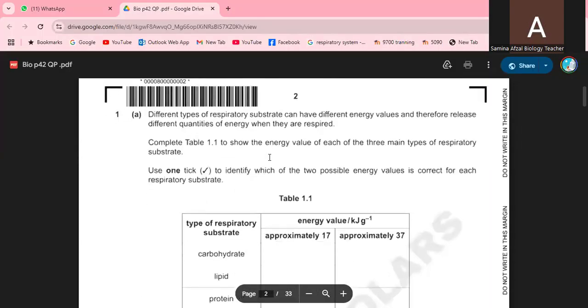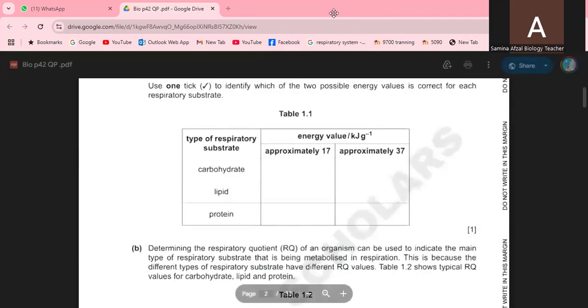Different types of respiratory substrates can have different energy values and therefore release different quantities of energy when they are respired. Complete table 1.1 to show the energy values of each of the three main types of respiratory substrates. Use one tick to identify which of the two possible energy values is correct for each respiratory substrate. They have given us table 1.1, and you can see table 1.1.